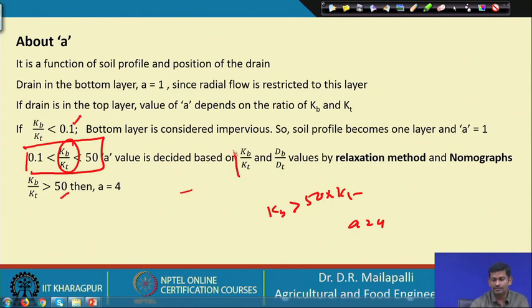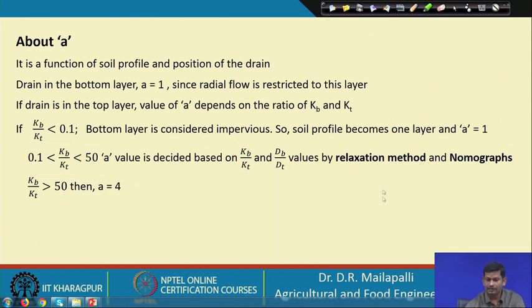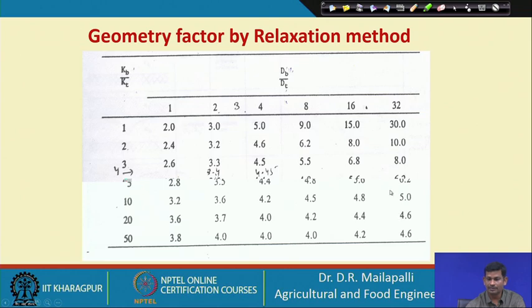So, it decided Kb by Kt and dB by dt. That is the aquifer depth or aquifer thickness of the bottom layer, and the thickness of the top layer. So, using the relaxation method or nomographs, these two things can be used to find out the A value. Let us see how we would find out the A values based on Kb by Kt and dB by dt.